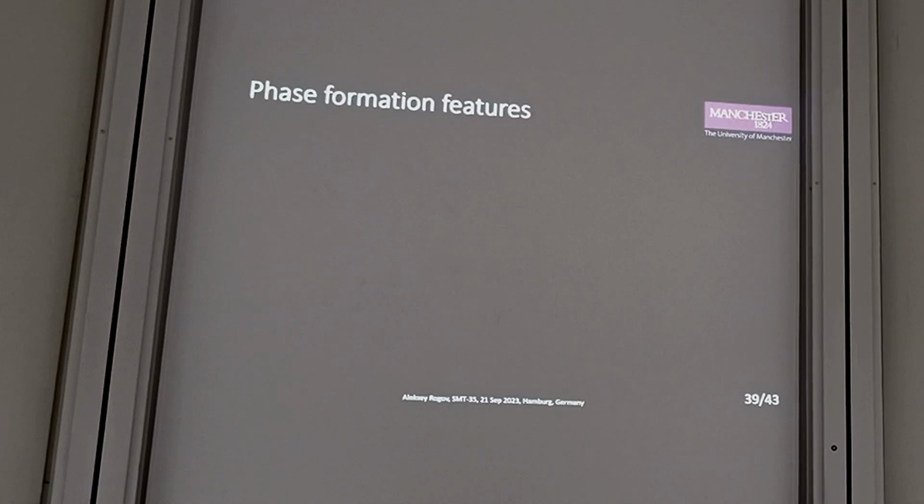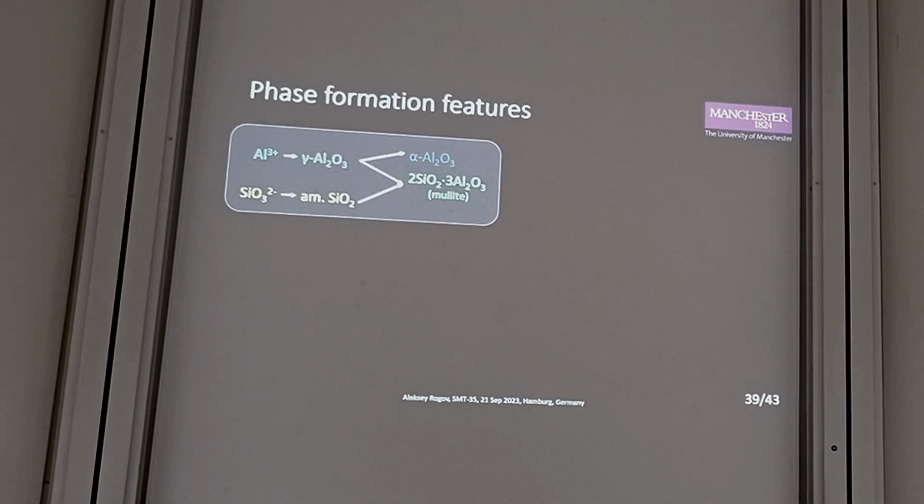A few words about the phase formation features. We have two primary reactions here: the oxidation of aluminium into gamma phase, and the acquisition of silicate as amorphous silica, which may be converted into different phases depending on particular conditions. For example, the gamma phase may be converted by heating into alpha phase, or if they are mixed together, then they will combine.